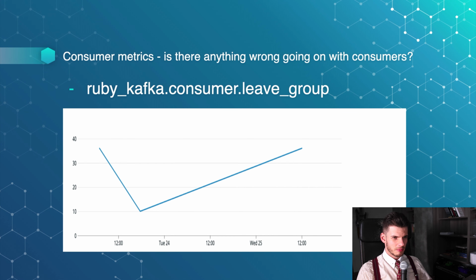Consumer leave group is a pretty important metric and usually it's worth looking at it together with 3 other metrics: consumer sync group, consumer join group, and fetcher queue size. Having something registered in leave group means that the consumers were leaving the consumer group and it's usually correlated with deployments and restarts.